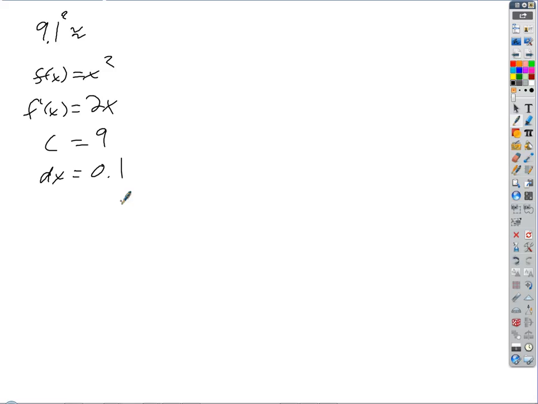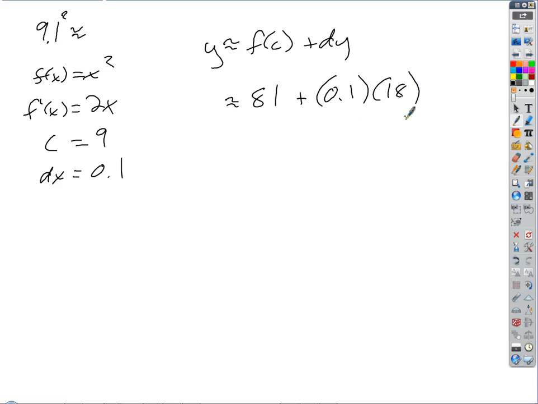Okay, so we know that y is always approximated by f of c plus dy every time. So what's f of c? 81, that's the convenient value. Plus f prime of c times dx, so 0.1 times f prime of c. 2 times 9 is 18. So it's 81 plus 1.8, which is 82.8.